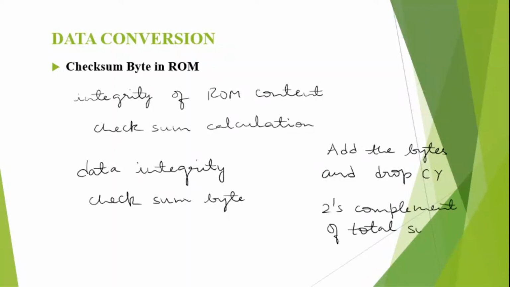So if this value is 00, then it means the data is not corrupted, else the data is corrupted. So this checksum byte will become the last byte of the series of data. So let us see an example.